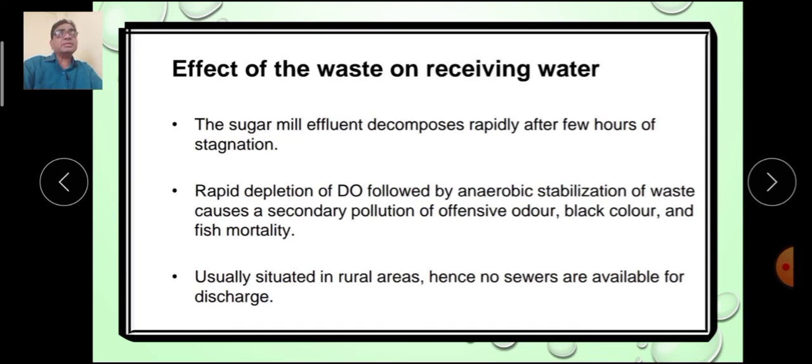Now what are the effects? The sugar mill effluent, that is the wastewater, decomposes rapidly after a few hours of stagnation. Rapid depletion of DO followed by anaerobic stabilization of waste causes secondary pollution of offensive odor, black color and fishy smell. Therefore, an offensive odor, that is a dislikable odor, is produced. And as sugar industries are usually situated in rural areas, no sewage is available for discharge.